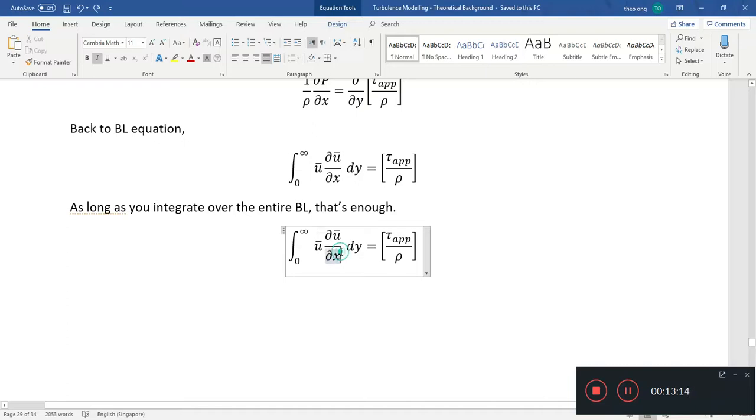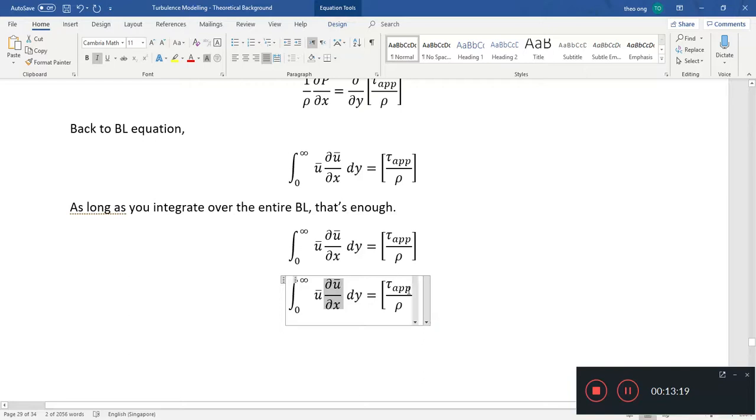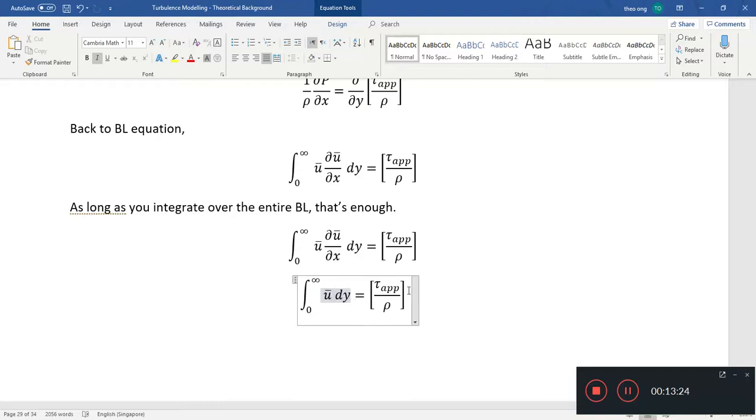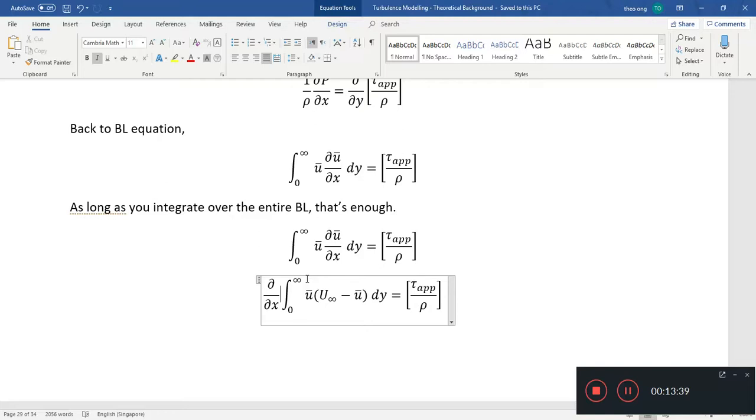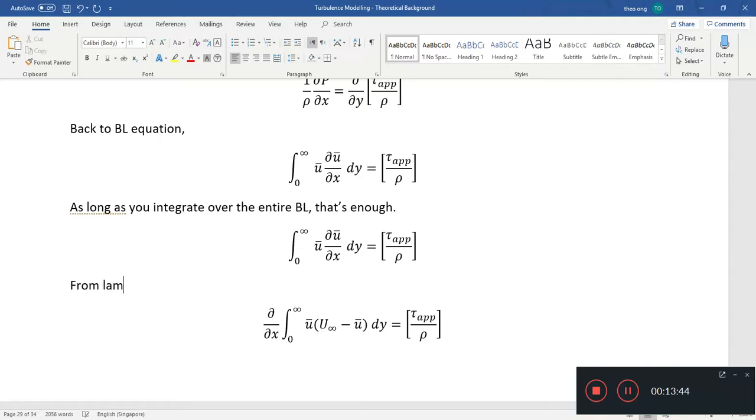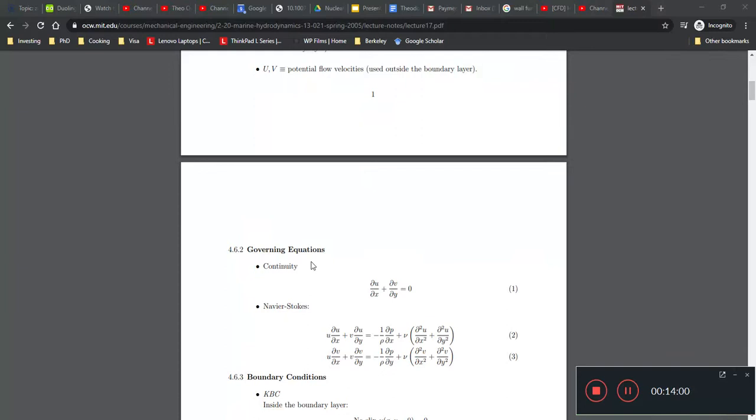what we would have derived is we'll have u infinity minus u bar. I'm not going to show you how to derive this, because the focus is on the turbulent part of the boundary layer, and this is from laminar boundary layer calculations. I'm not going to do it here, because it's pretty time consuming to explain everything from scratch.